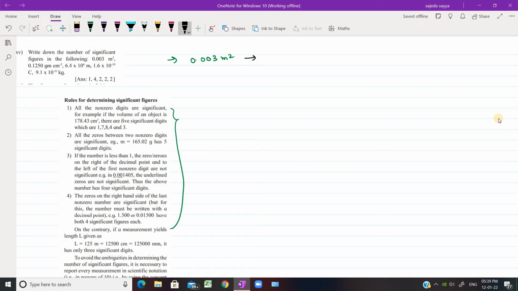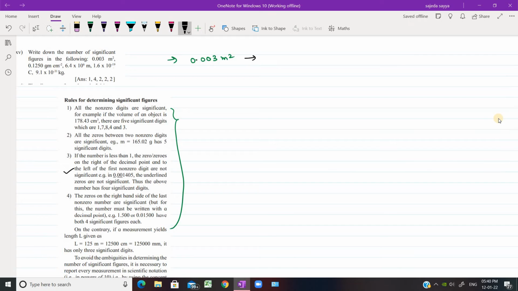Okay, so the zeros on the right of the decimal point and on the left of the first non-zero number are not significant. It is given in one of the rules here. Look at this, rule number 3. They gave one example: if the number is less than 1, the zero or zeros on the right of the decimal point and to the left of the first non-zero digit are not significant.